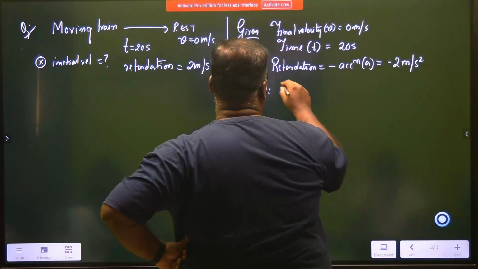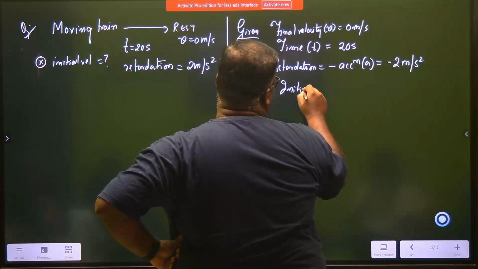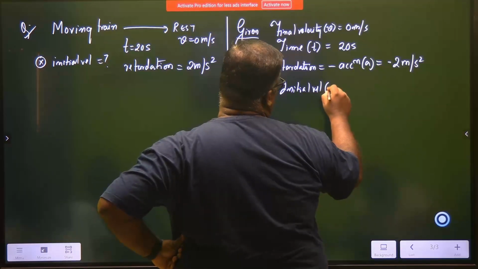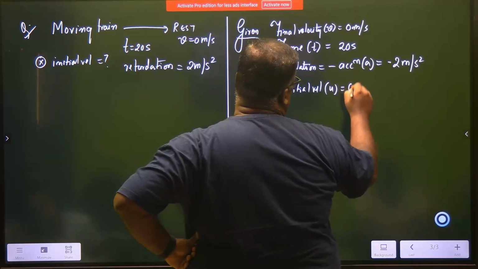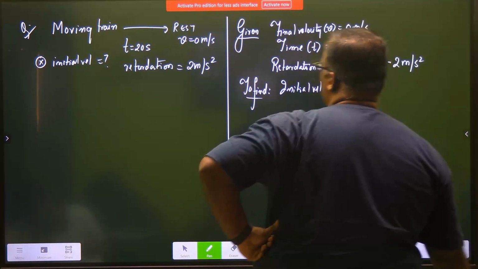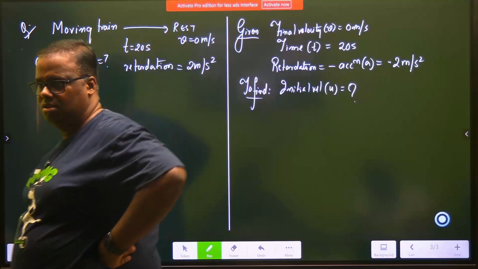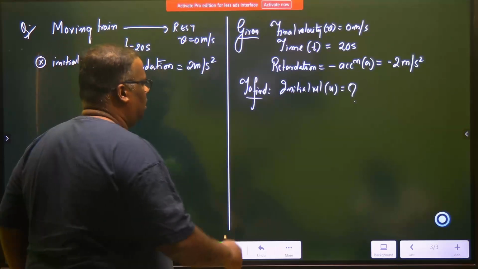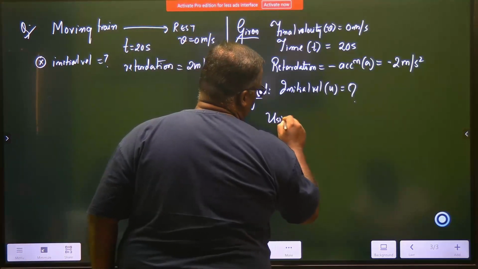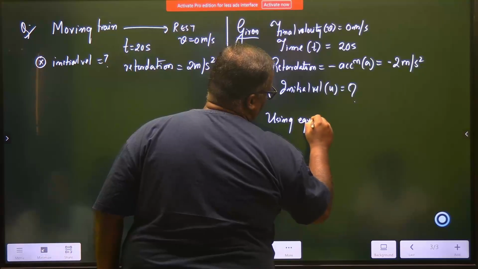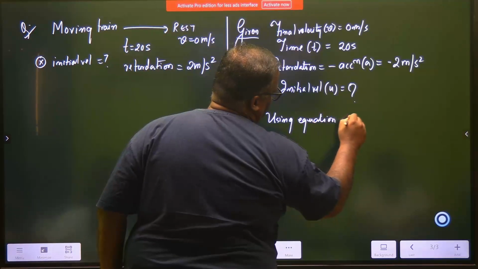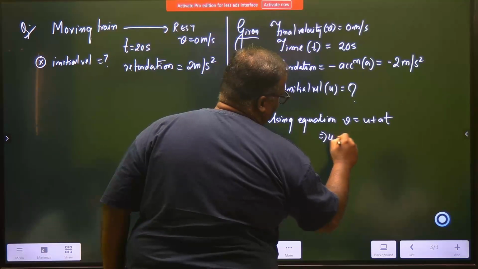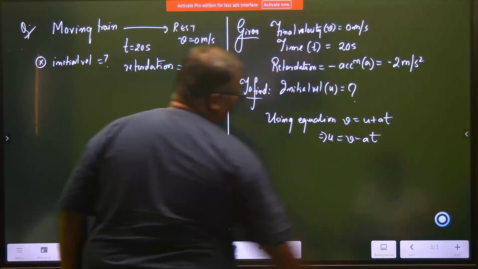Initial velocity is u, and that is unknown. So which equation of motion will you use? First equation. Using the equation v is equal to u plus at. You're supposed to find out u, so u is equal to v minus at.